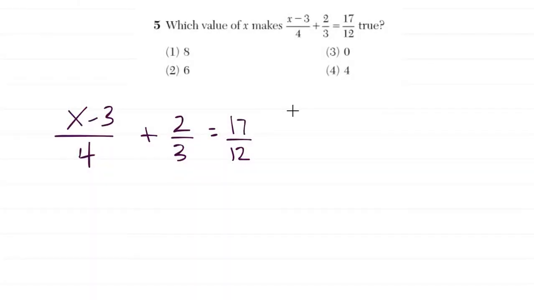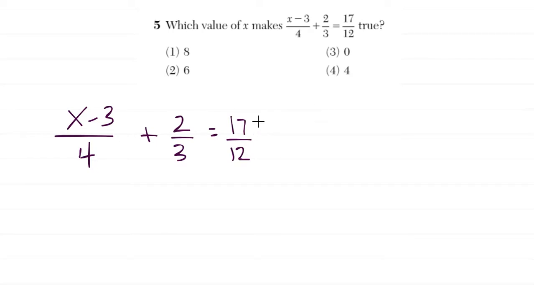So if you look at this one, we've got a whole bunch of fractions going on, but we're basically just trying to figure out what value of x makes this true, aka what is the solution. There's a couple different ways we could go about this. Personally, when we have multiple different denominators, I like to multiply by the least common multiple of those denominators. In this case, 4, 3, and 12, their least common multiple is 12.